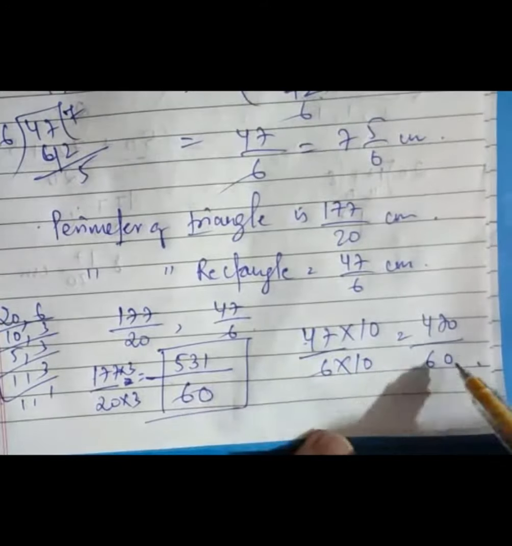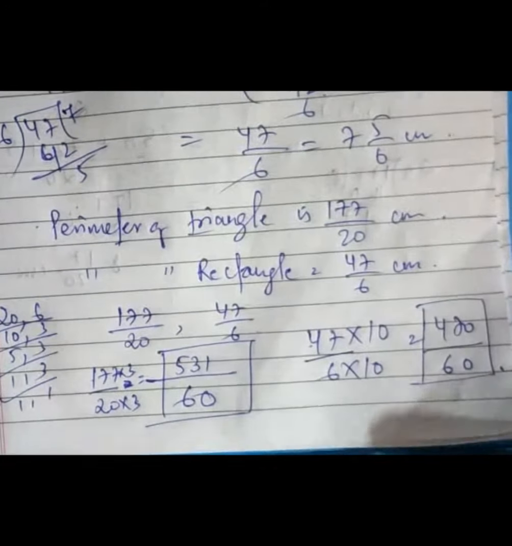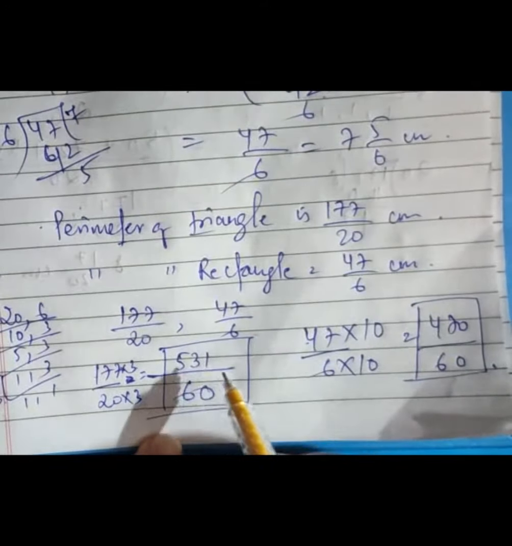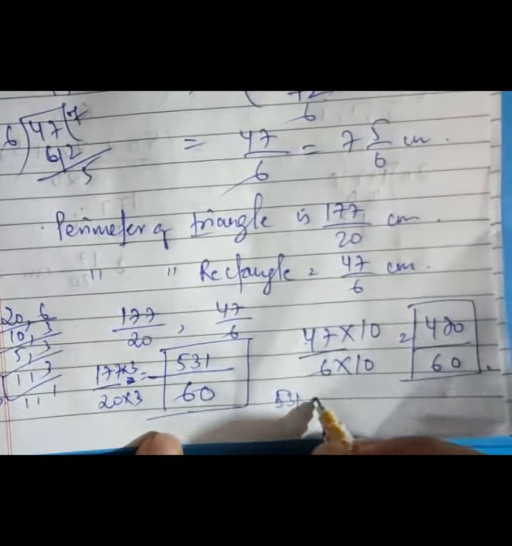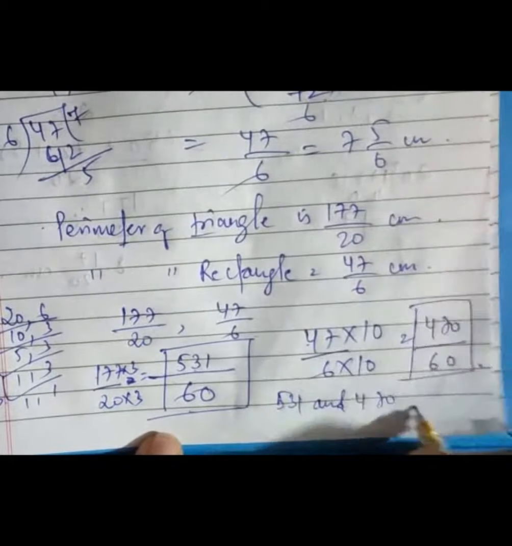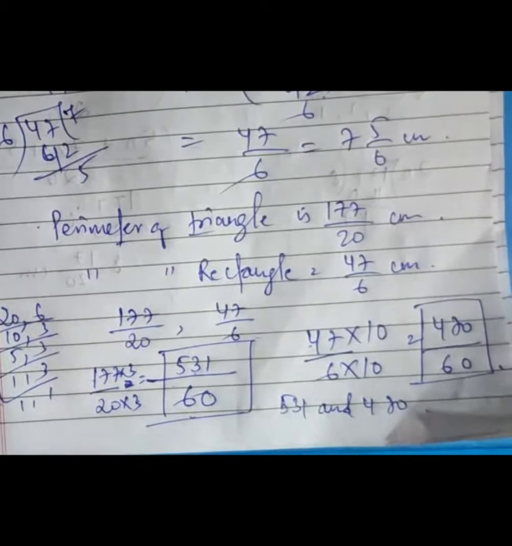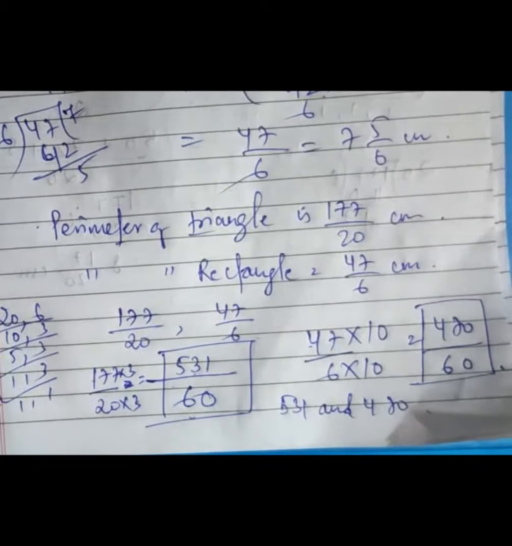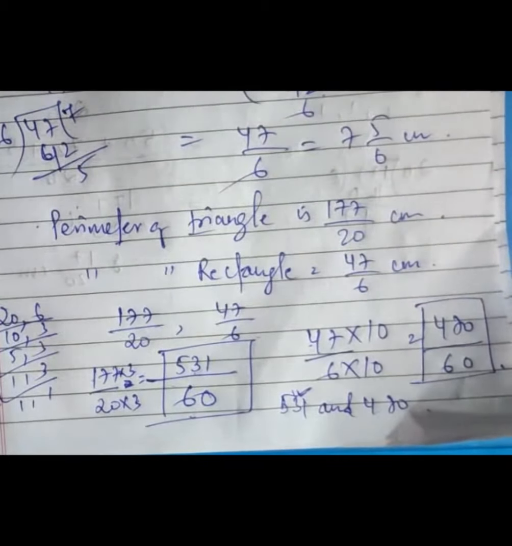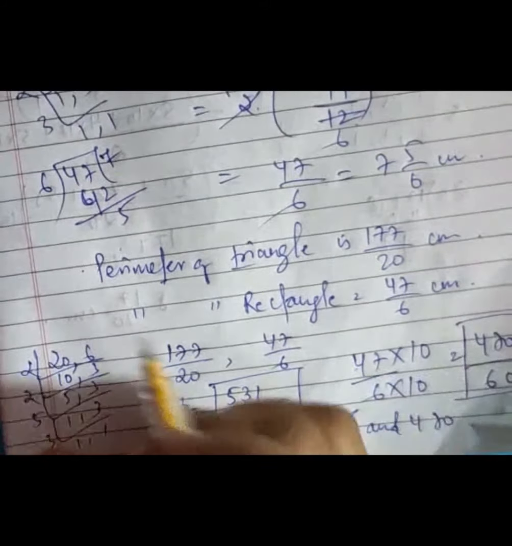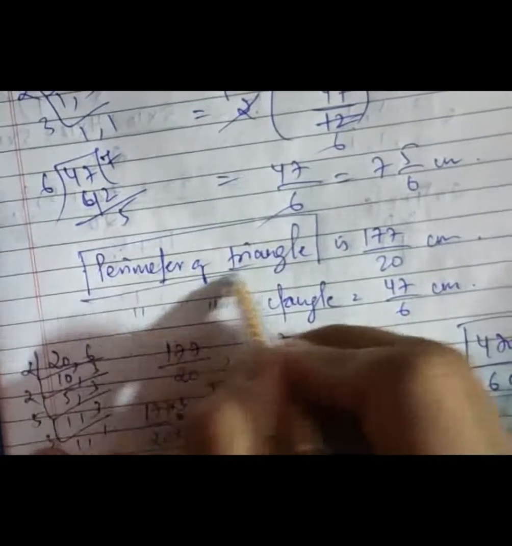So now both the numbers are in equivalent fractions. You have to choose between 531 and 470. So which number is greater? So 531 is the greater number. So 531 is for whom? That is for the triangle. So yes, our perimeter of the triangle is greater than the rectangle.